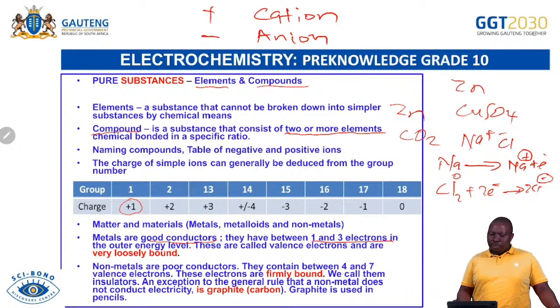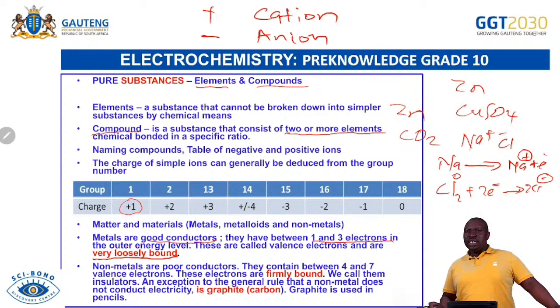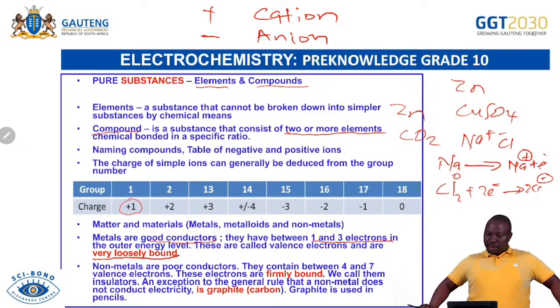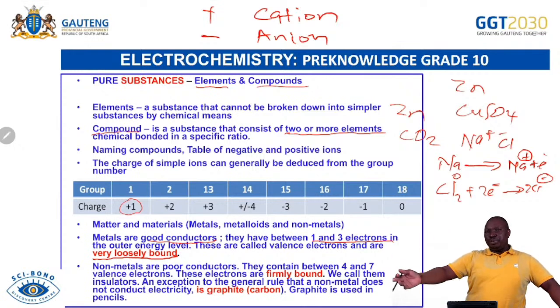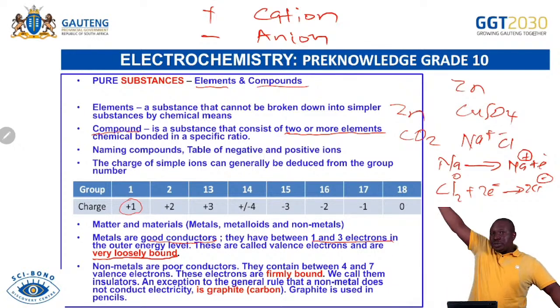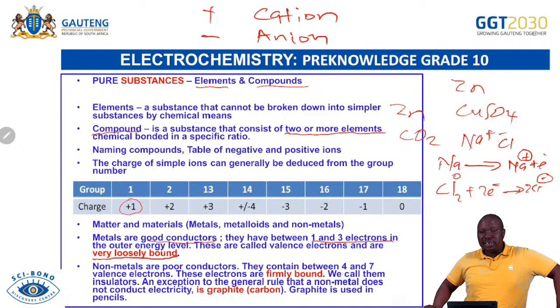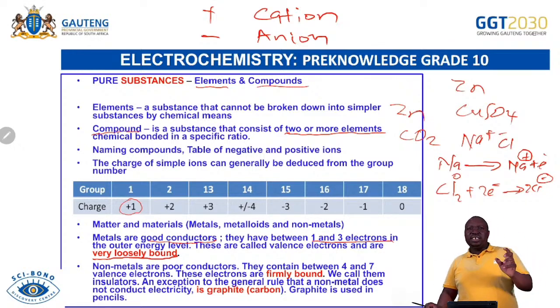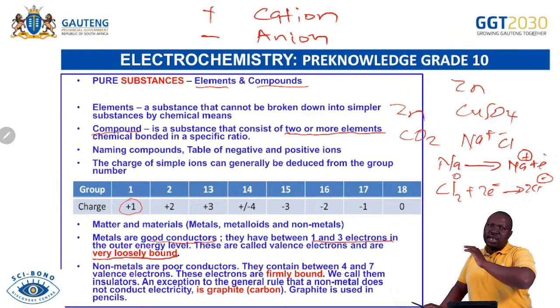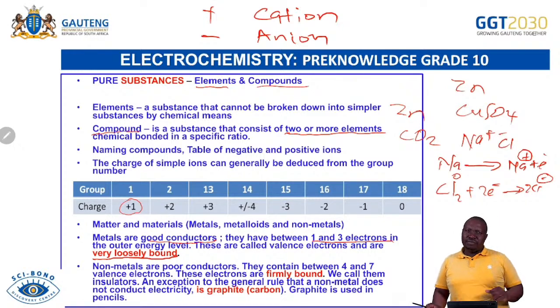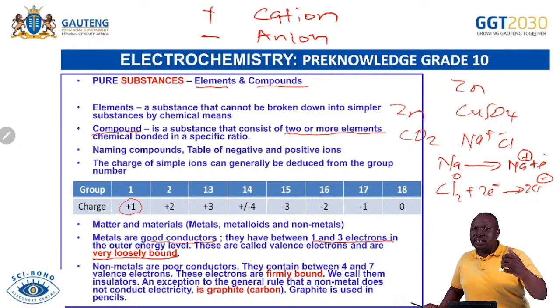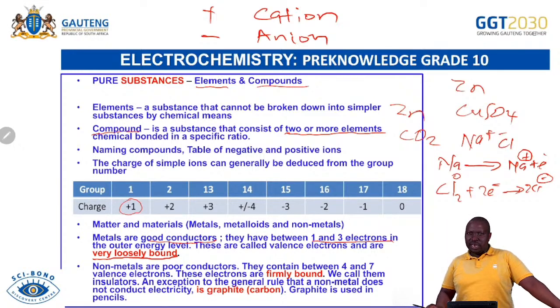Why is it so? Because their electrons are very loosely bound, which means the electrons are not tight. They are not holding tight to the atom itself. Remember, the electrons are being attracted to the protons. So these electrons which are on the outer energy level are not firmly bound. They are loosely bound. That's why it's easy for group 1 elements, group 2 elements, group 13 elements, which you refer to as metals, to lose electrons.